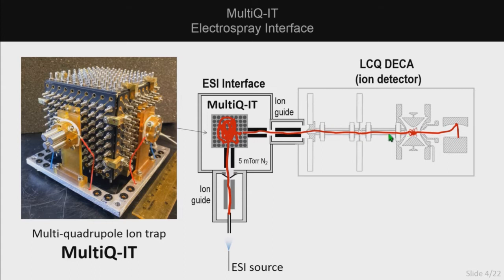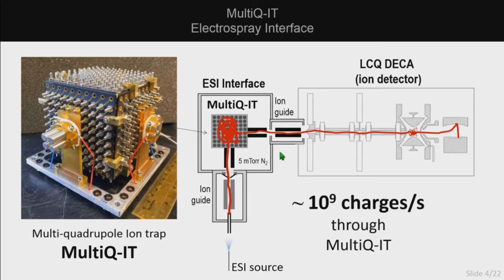Sometimes we pulse ions into the MultiQ ion trap, and I'll show you one example where we used pulsing to determine the resident lifetime of the ions in this ion trap. We also measured the ion currents that go through major elements of the ion optics here and deduced that 10^9 charges per second go through the MultiQ ion trap. So we use this device to deplete singly charged and low charge states in a spectrum. Let me show you an example.